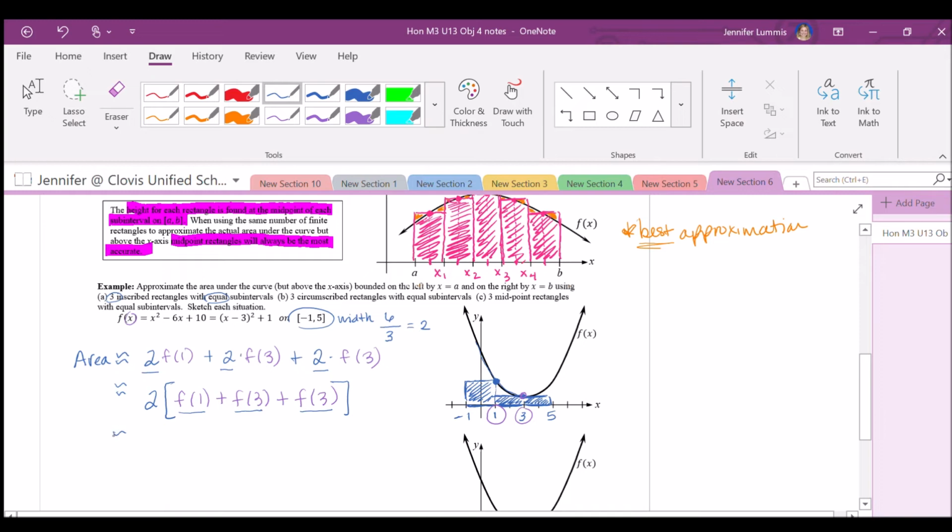And now we'll go ahead and evaluate. So f of 1 is 5. F of 3 is 1. Okay, so this comes out to 14. And again, that is an under approximation.